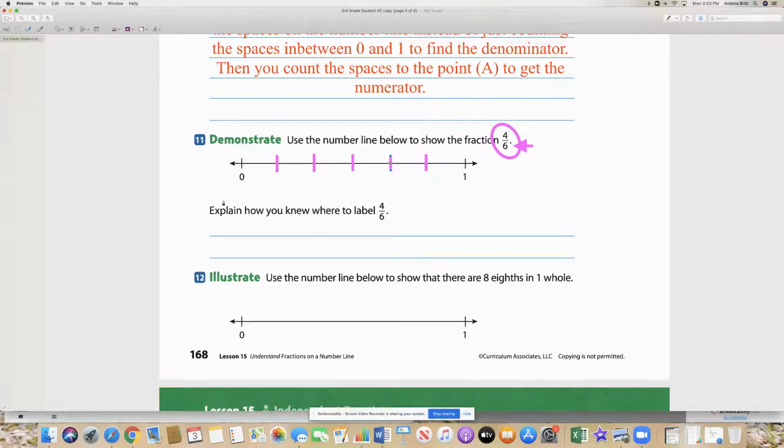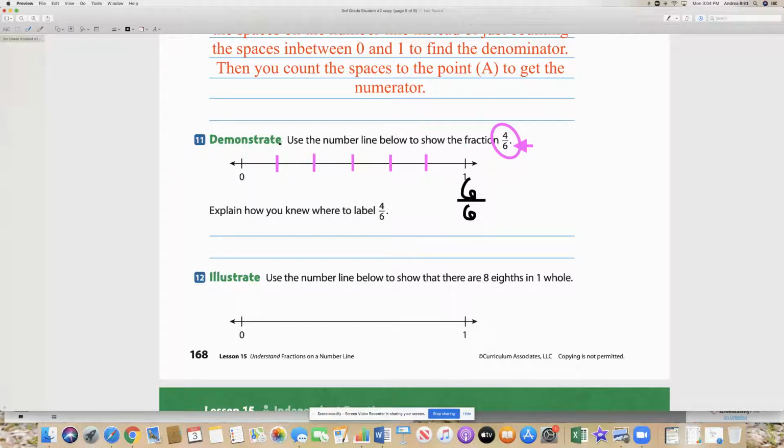So we've got, let me change my pen color. We've got our 6 spaces. 1/6, 2/6, 3/6, 4/6, 5/6, 6/6, and we know that when you have 6/6, and the numerator and the denominator are the same, that you are at the point of 1, which is where we are, so that's perfect.